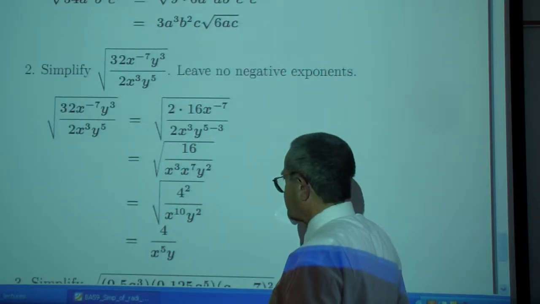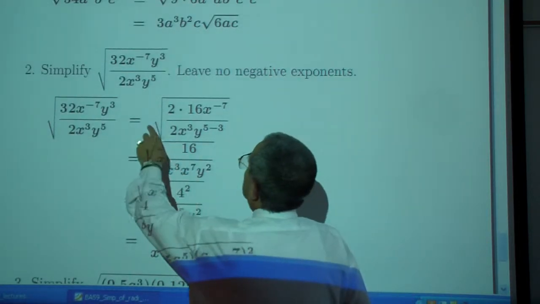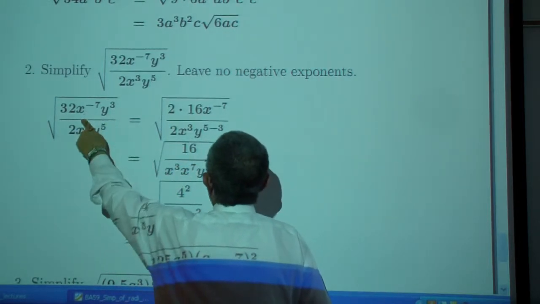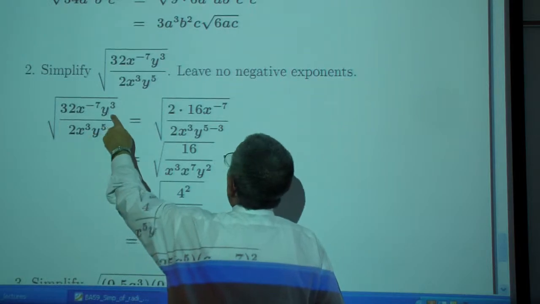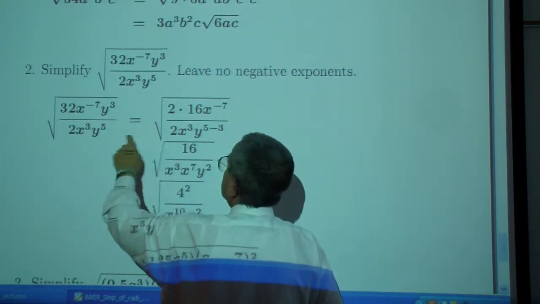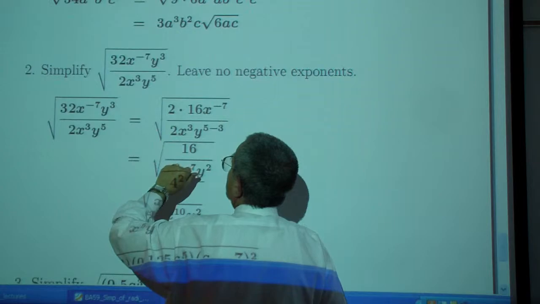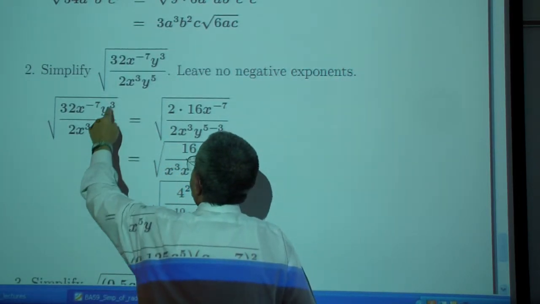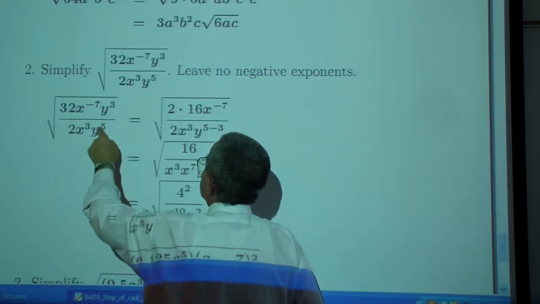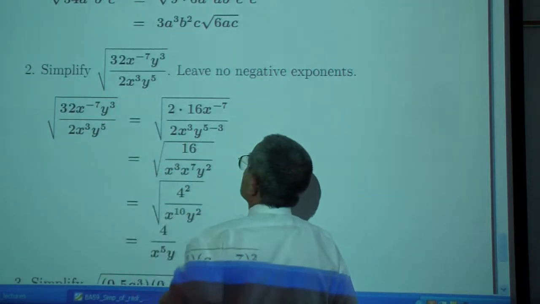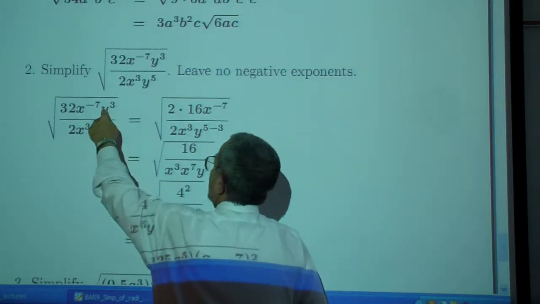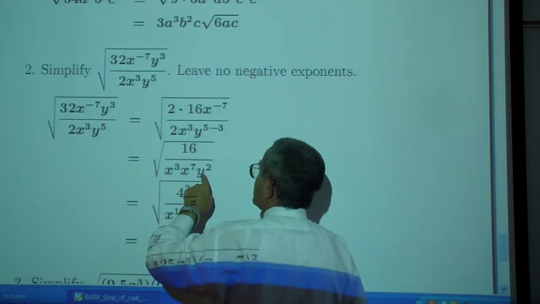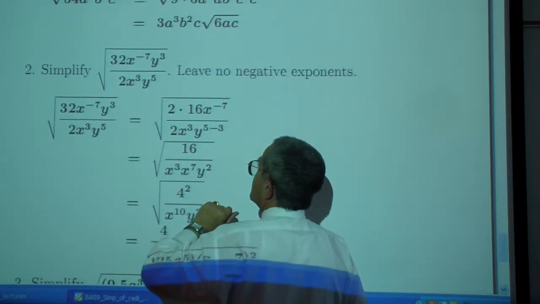Second example. You have 32, which is 2 times 16, x to the negative 7, y cubed, 2x to the 3, y to the 5. You could subtract the 5 from the 3 in the numerator, or you can subtract the 3 from the 5 in the denominator. Either way, you have y over y, an extra y in the denominator, therefore y squared in the denominator.